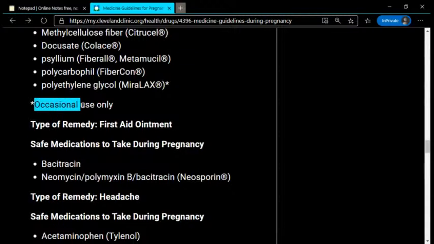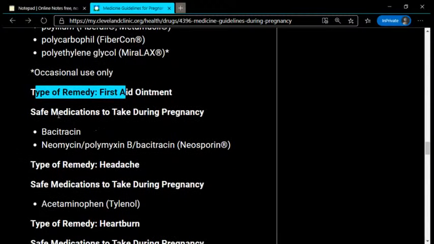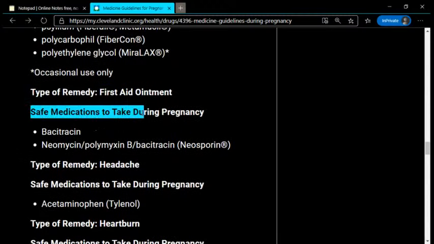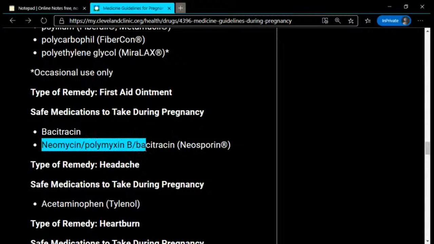Next, we have the occasional use only. Type of remedy: first aid ointment. Safe medications to take during pregnancy are bacitracin, polymyxin, Neosporin.